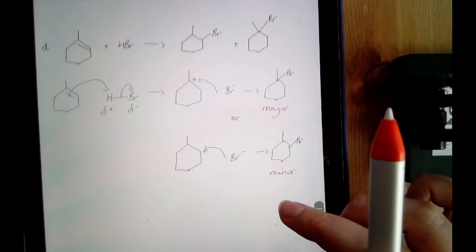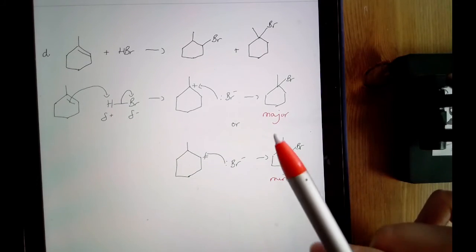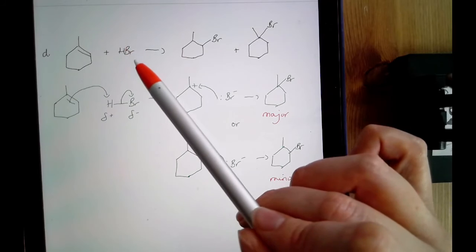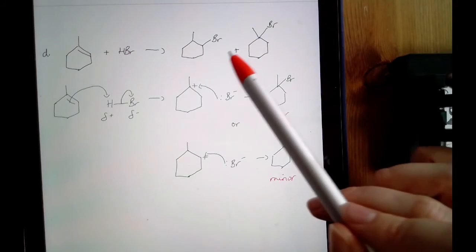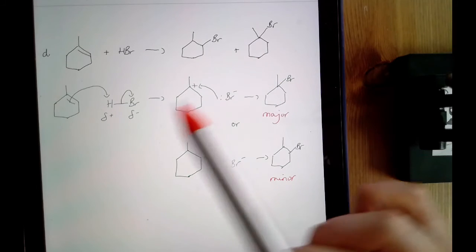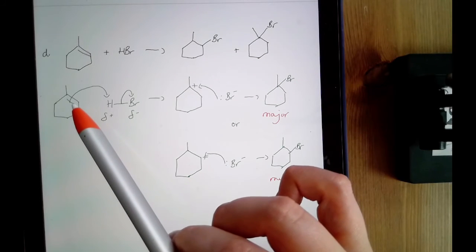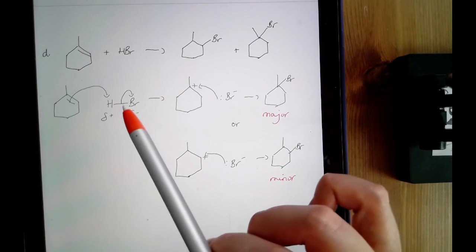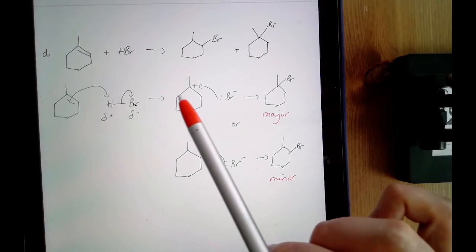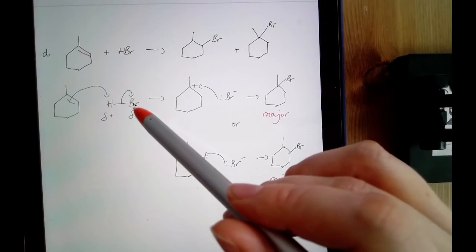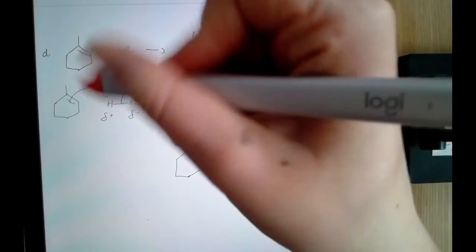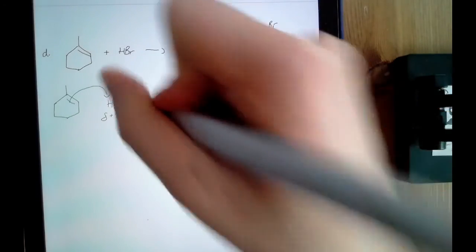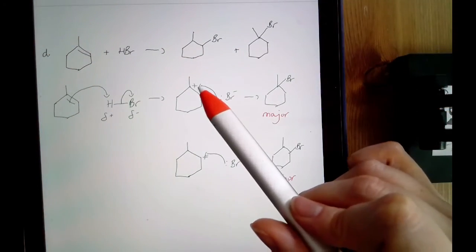At the end, you've got an unsymmetrical alkene, so I am going to get two different products because I'm adding a hydrogen, I'm adding two different atoms, and I've got two different carbons. So I've got two potential products here. When I draw out the mechanism, again, it starts in the same way. I attack the hydrogen, those electrons move on to the bromine. And I've got two different options.